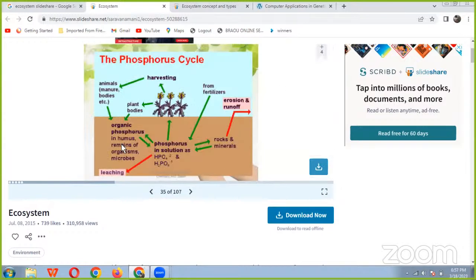For example, plants and harvesting animals, manure, bodies, and fertilizers supply phosphorus. Mainly these are in the phosphate form, HPO3 form, which plants can absorb. Then there are the decomposing organic phosphorus, human beings, leaching, and next the minerals. These are the total phosphorus cycle.